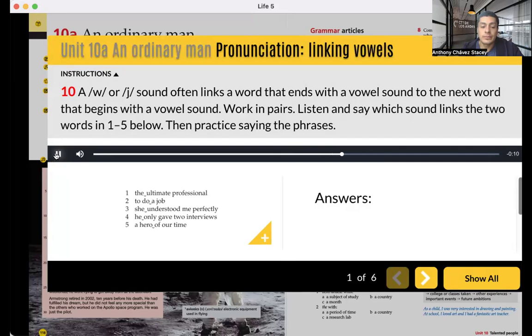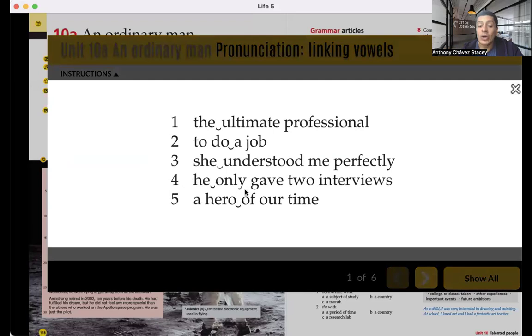4. He only gave 2 interviews. Everybody, can you say, "He only gave 2 interviews," as if it is just one word? So let's pronounce it. Now it's your turn. 3, 2, 1. He only gave 2 interviews. Great job. Much better.